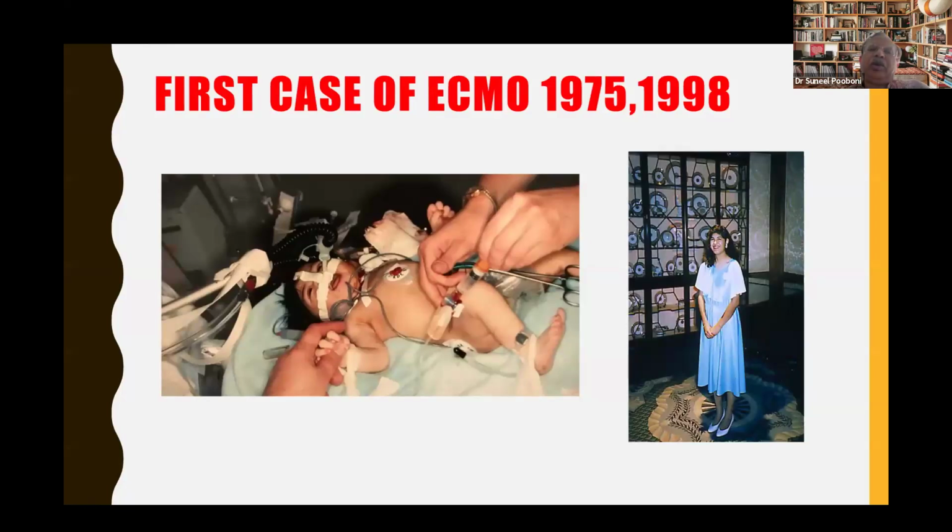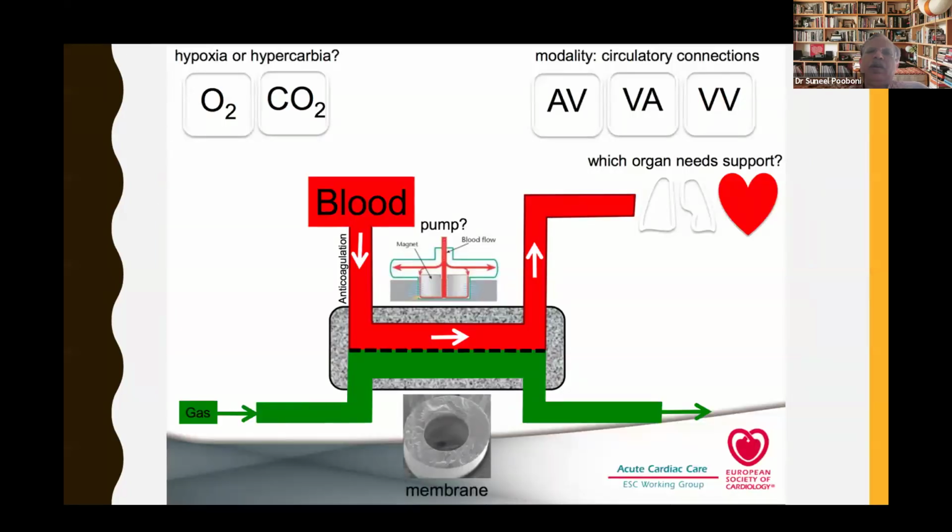We just learnt about our first case of ECMO in 1975. That was Esperanza. I like this slide very much. It is a beautiful slide explaining the whole process of ECMO. We do ECMO when there is hypoxia or hypercarbia, and the mechanisms by which we can do that are AV, arteriovenous, veno-arterial, and VV ECMO.